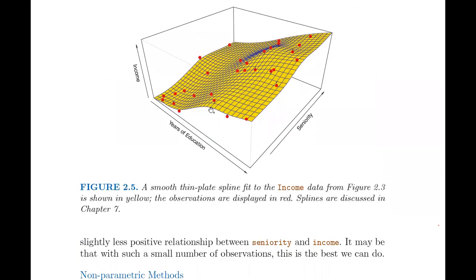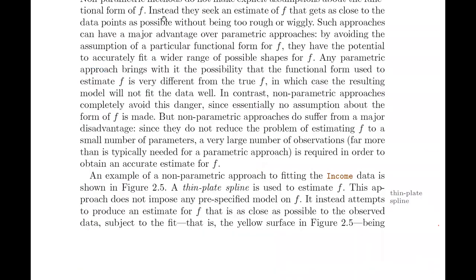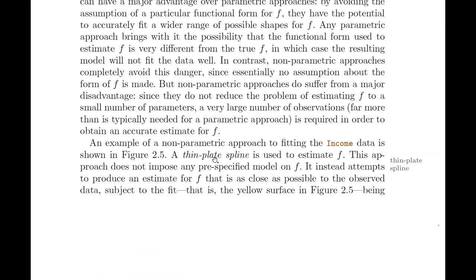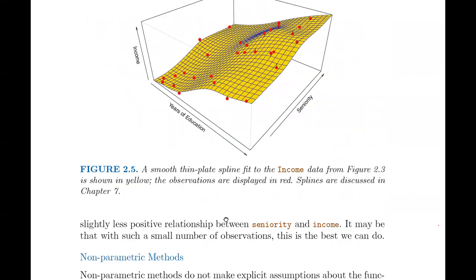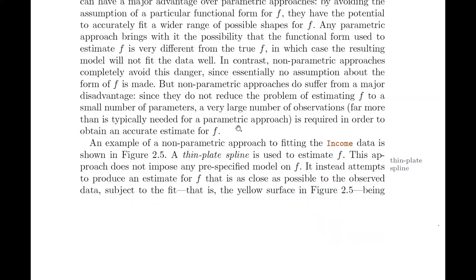this is actually parametric apparently. Let's have a look. Oh yeah, that is parametric. I guess now we're going, no. So an example of a non-parametric approach is 2.5. So this is non-parametric apparently. Okay. A thin plate spline is used to estimate f.